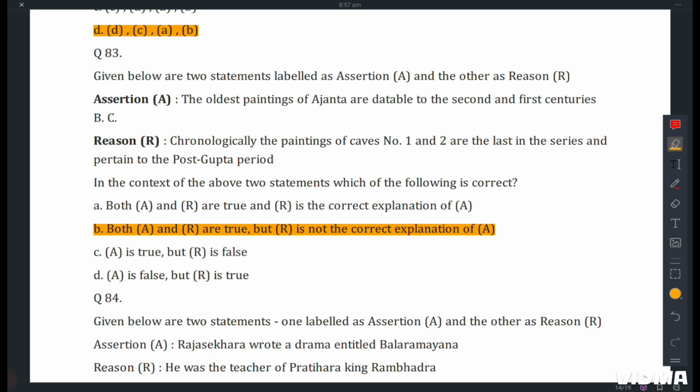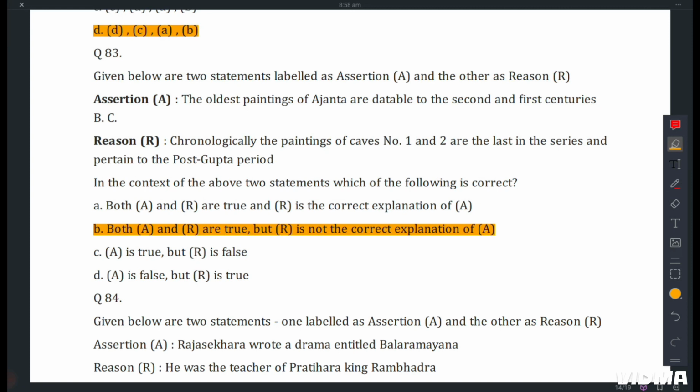Okay. What is the assertion? The oldest paintings of Ajanta are datable to the 2nd and 1st century BC. The caves are carved out of the horseshoe-shaped cliffs along the Waghora river. Everyone knows that it is alongside the Waghora river. There were Buddhist monks who used to pray there. Chaityas and monasteries were built for about 9 centuries.